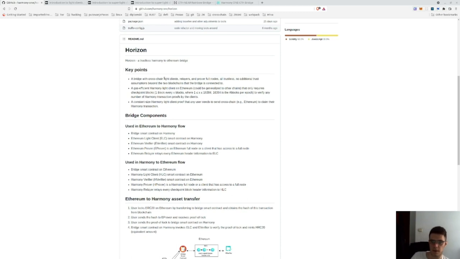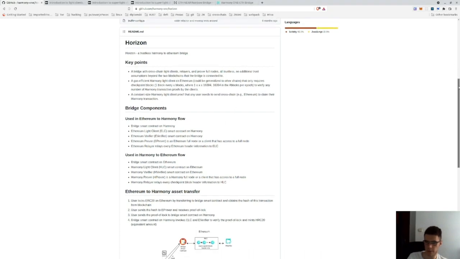The core components are cross-chain light clients, relayers, and prover full nodes. We have two flows, Ethereum to Harmony and Harmony to Ethereum. In this first flow, we have bridge smart contract on Harmony, Ethereum light client, verifier, prover, and relayer. Let's see how it works.